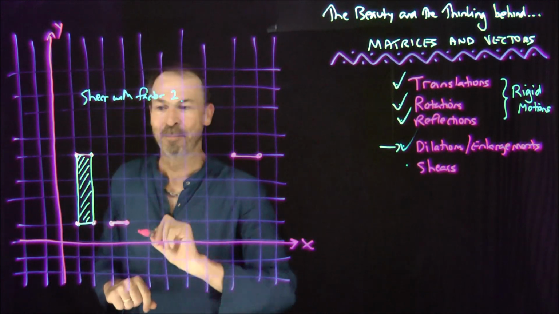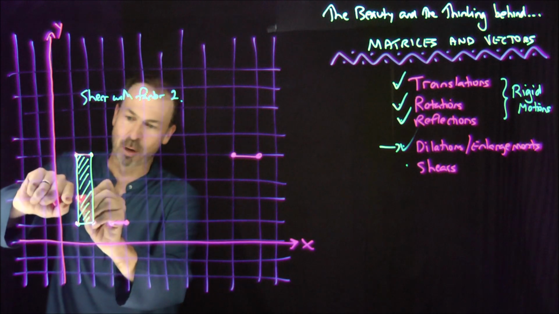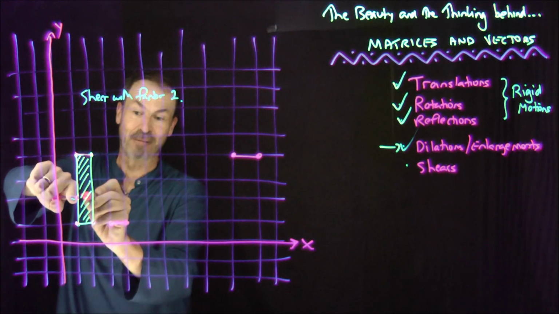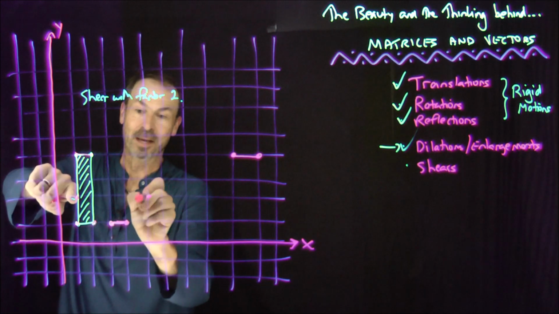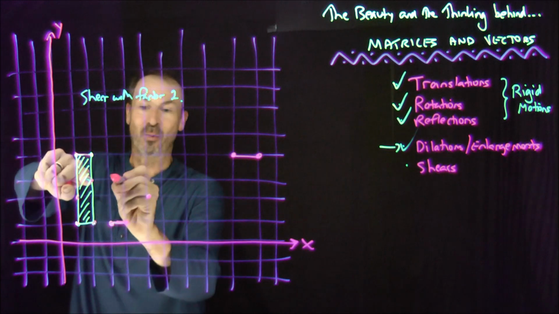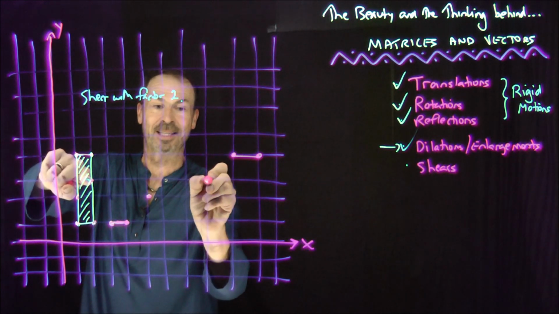Voila. Let's try a middle point like this one. This is currently height 2, so it will shift double that to the right. 4, 1, 2, 3, 4. This one here is height 3. It will shift double that. 1, 2, 3, 4, 5, 6 to there.